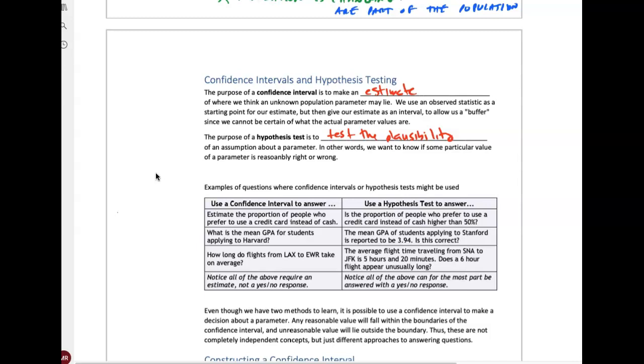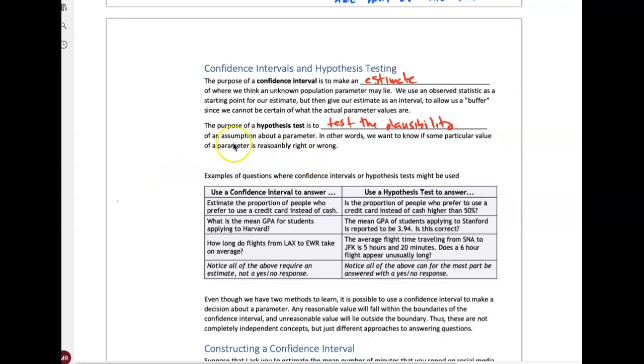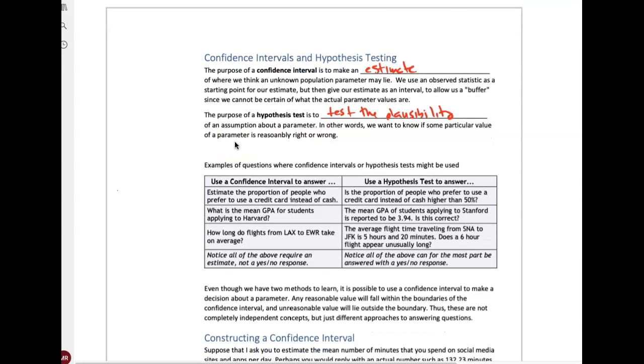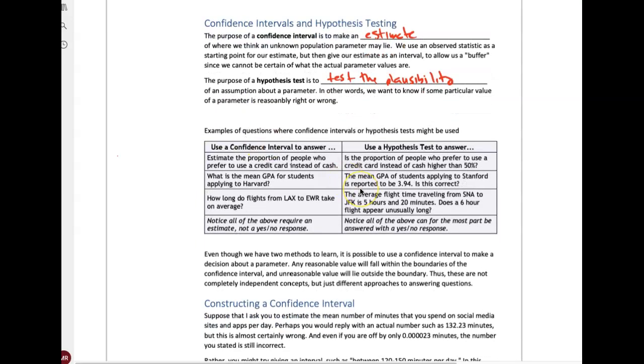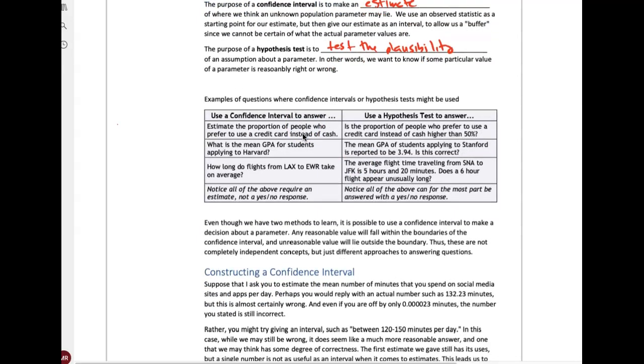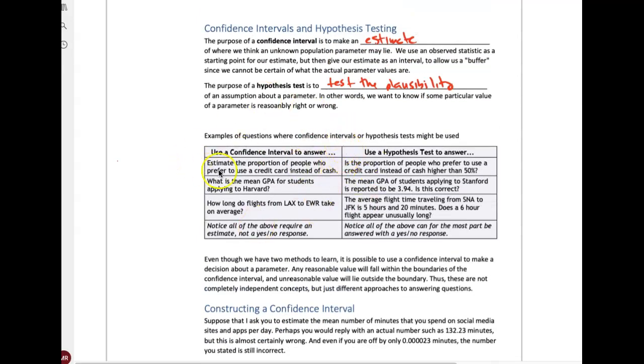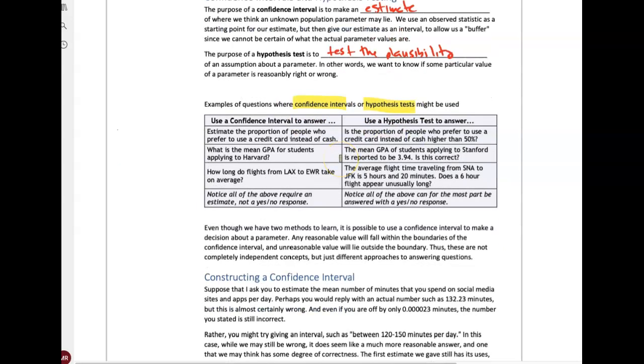And the other tool we use in statistics is hypothesis testing, and we use this to test the plausibility of an assumption about a parameter, right? We have an assumption that maybe 50% of the people believe in ghosts. How would we test that plausibility? This is where we would use a hypothesis test. And important here in this table of values is that the different types of questions we ask lead us to whether we conduct a hypothesis test or calculate a confidence interval.